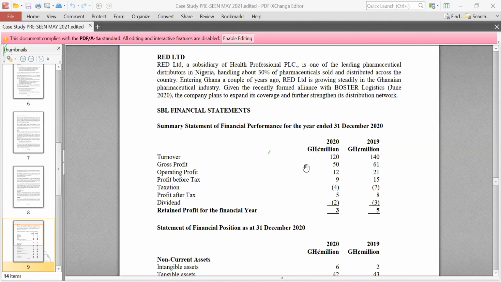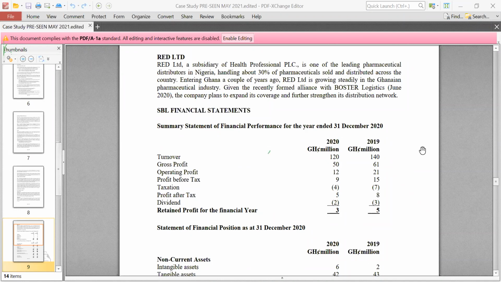Why do you think their cost of sales... The reason why gross profit has declined is from lower turnover. Yeah, that's the main reason, because we can tell that cost of sales has declined.